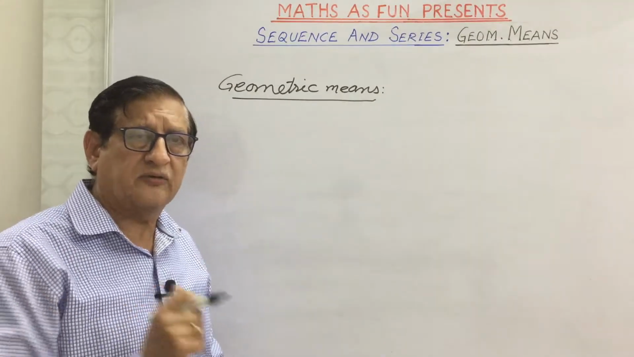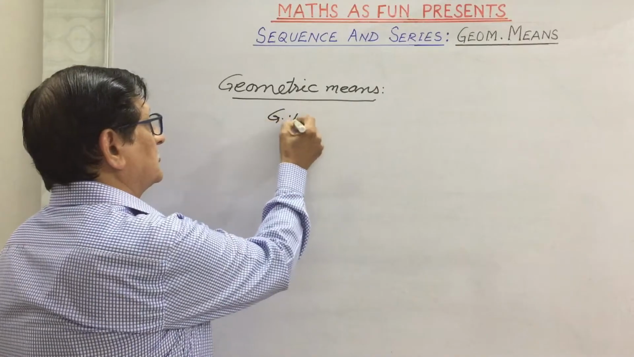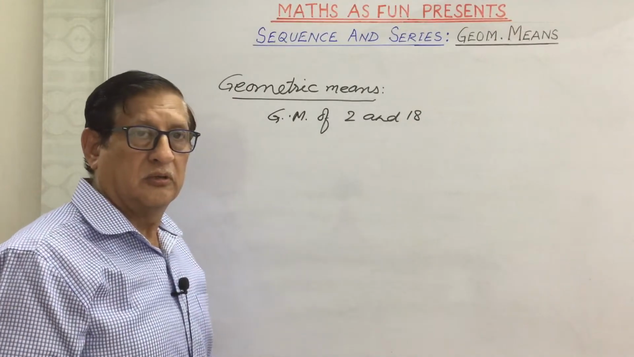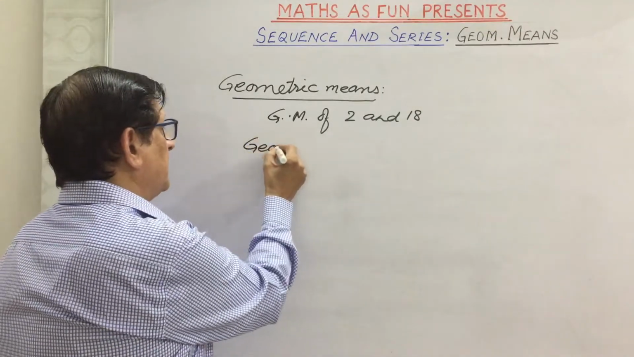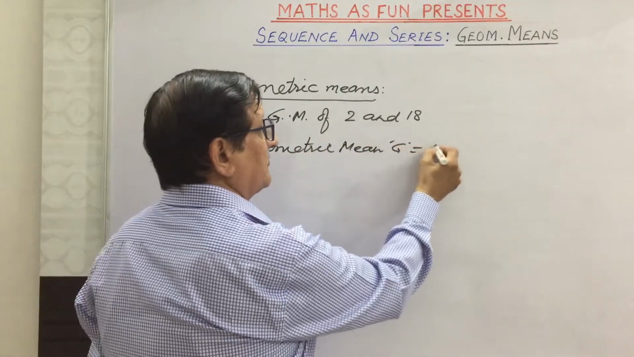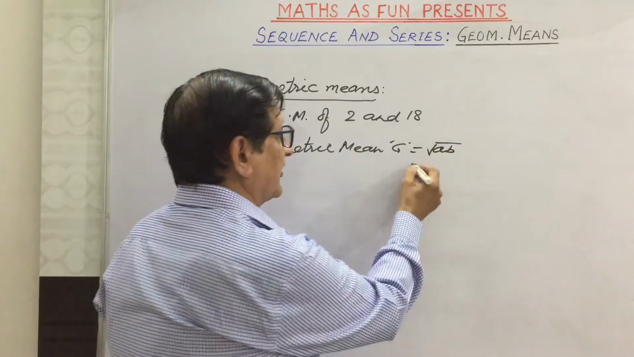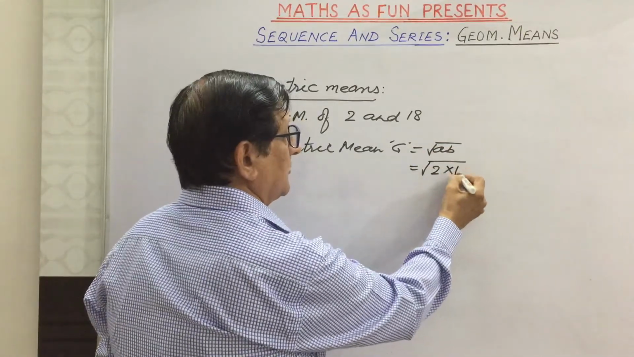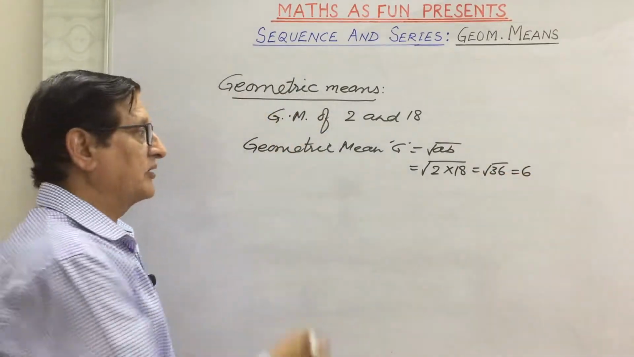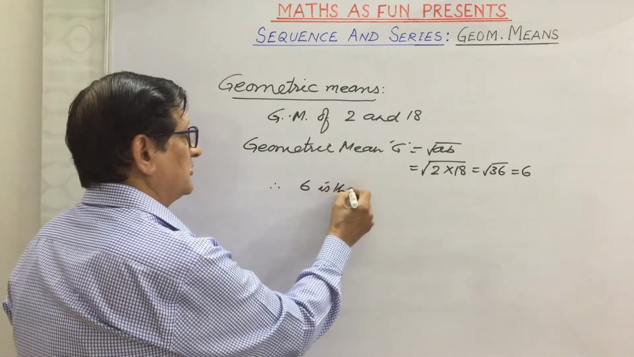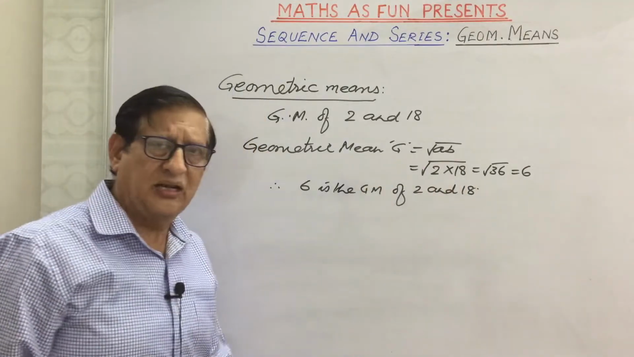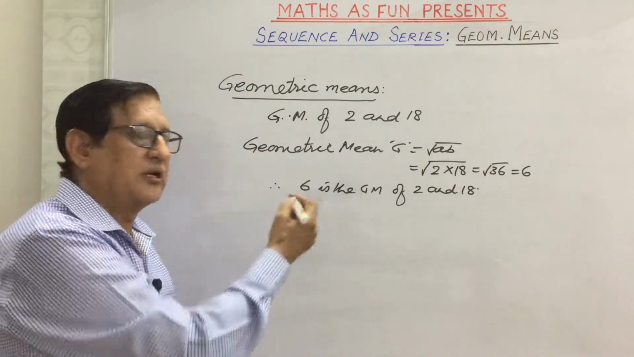To understand this, we take one example. Suppose we are to find the geometric mean of 2 and 18. We know the geometric mean G is given by root of AB. Here A is 2, B is 18, so it is root of 36, or 6. Therefore 6 is the geometric mean of 2 and 18. Like this we can find a single geometric mean between any two given numbers.